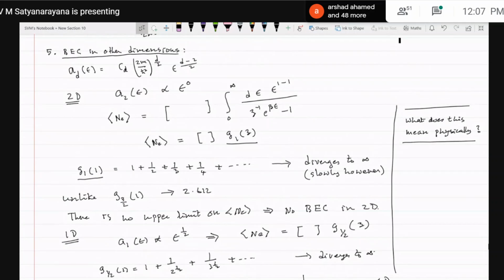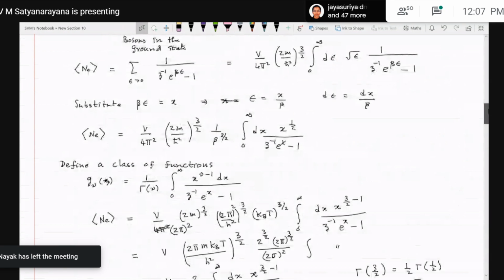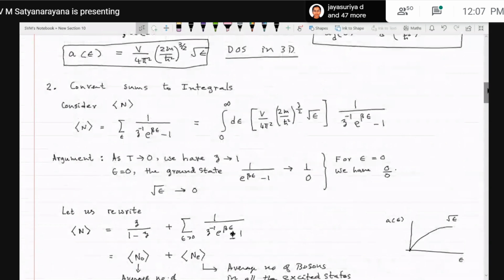Excuse me, sir. Yeah. Sir, can you go back to point 2? Okay. I'm not sure whether my numbers are continuous. Can you explain that T tending to 0, z tends to 1? Okay. T tending to 0, z tends to 1.